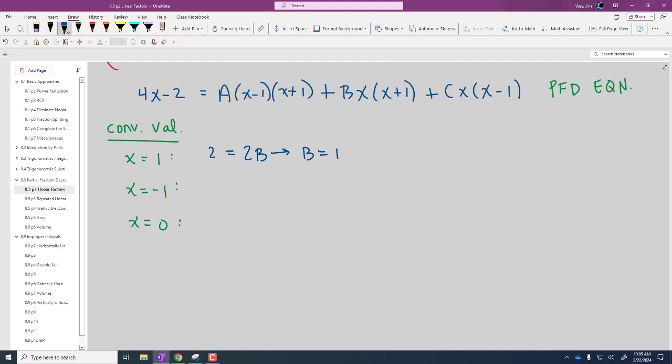Now we plug in -1 across the board, every x we see. Plug in -1 right there. -4 minus 2 is -6. Plugging in -1 on the right-hand side, this term is gone, because -1 plus 1 is 0. This term is gone, -1 plus 1 is 0. Over here, -1. So we get -2 times -1, so that's +2 times c. So we get 2c, and that tells us that c is -3.